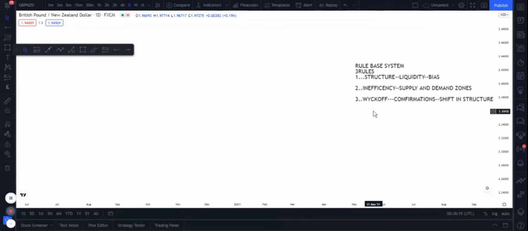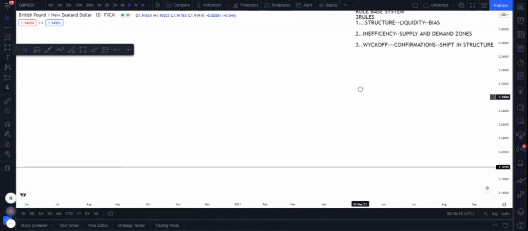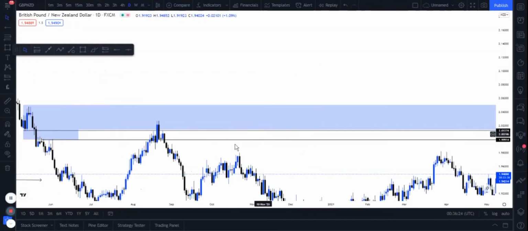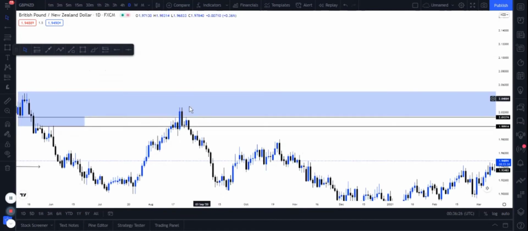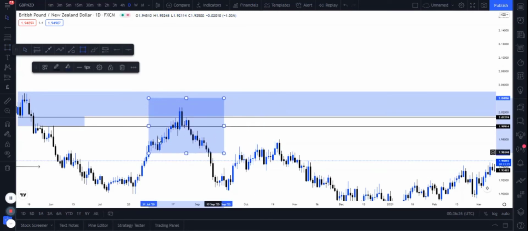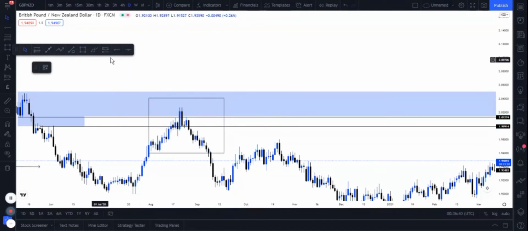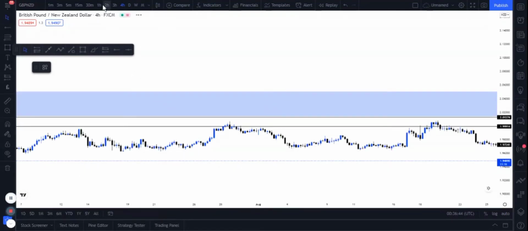I said Wyckoff confirmation. Confirmation is still Wyckoff or shift in structure on the lower time frame. So let's see what happened here. This is a Wyckoff distribution of orders. Let me go deeper to see if it will be a little bit clearer.